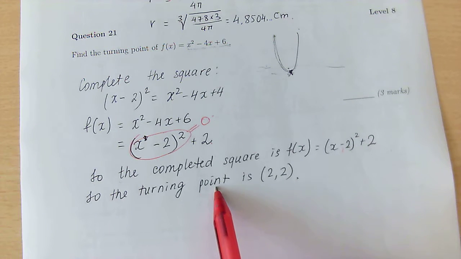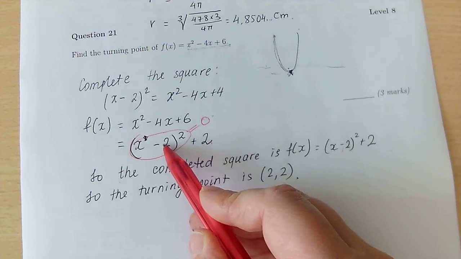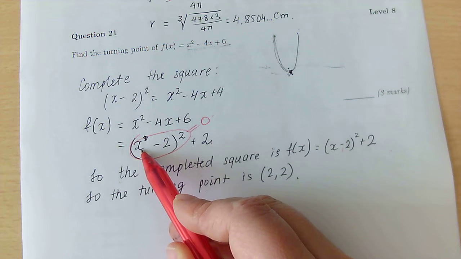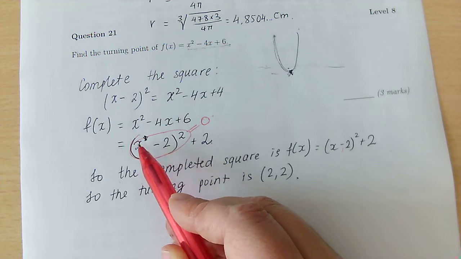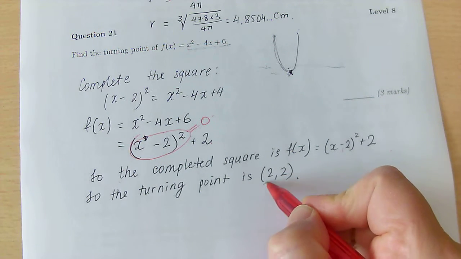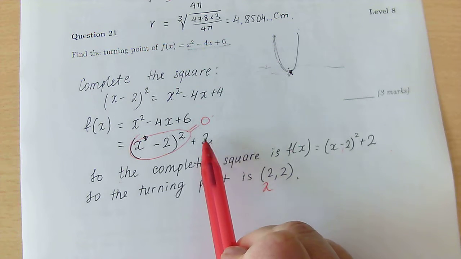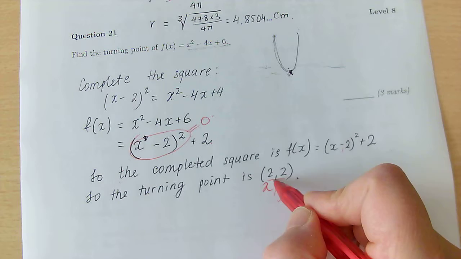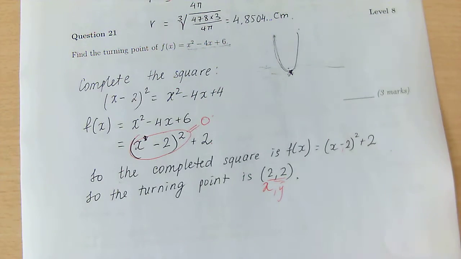So the turning point will be when x minus 2 squared is 0, when x is 2, isn't it? 2 minus 2 gives you 0, so the x coordinate will be 2, and the y coordinate is going to be 2. Look, 0 plus 2 is 2. So, at this point, the graph turns.